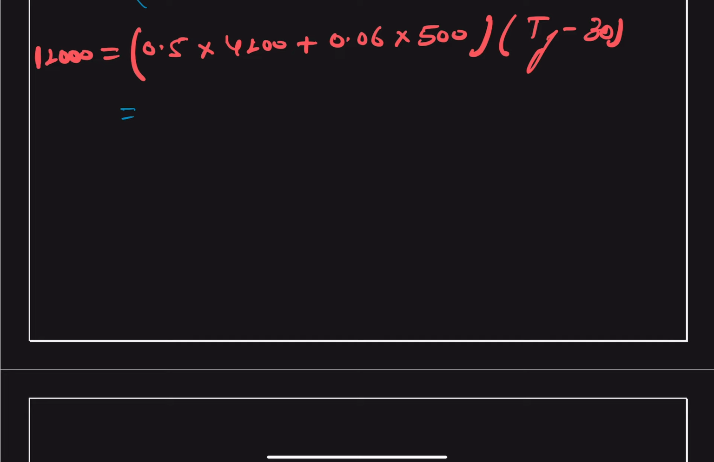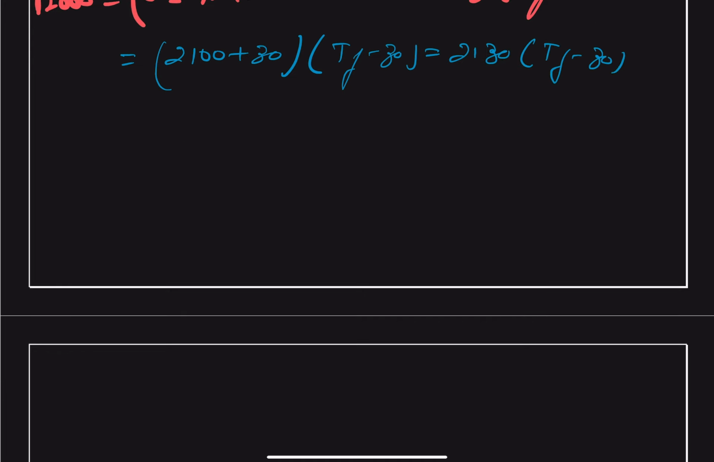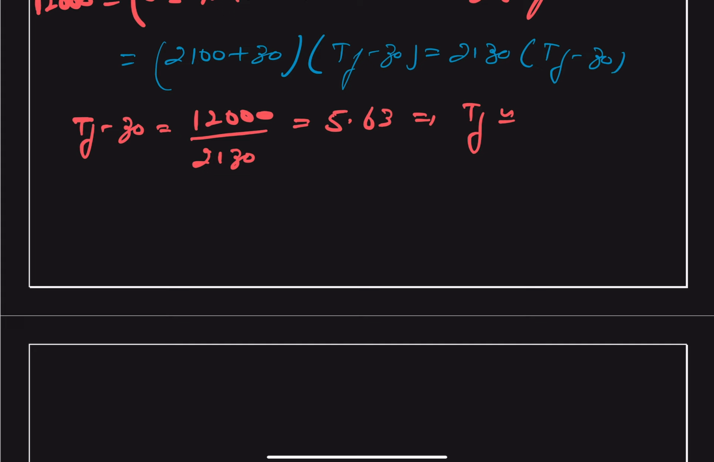This will be equal to, we get this as 2100 plus 30, and we have T final minus 30, and it will be coming as 2130 (T final minus 30), giving us temperature final minus 30 is equal to 12,000 divided by 2130, which will be coming as 5.63, and this gives us that final temperature is approximately equal to 35.6 degrees.